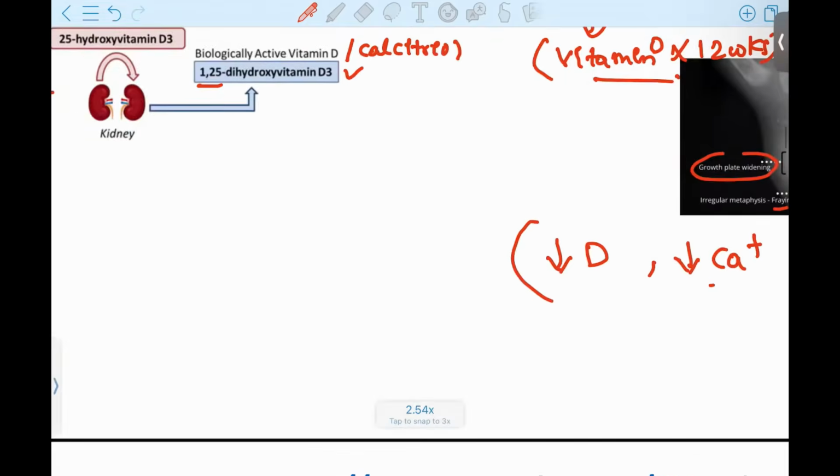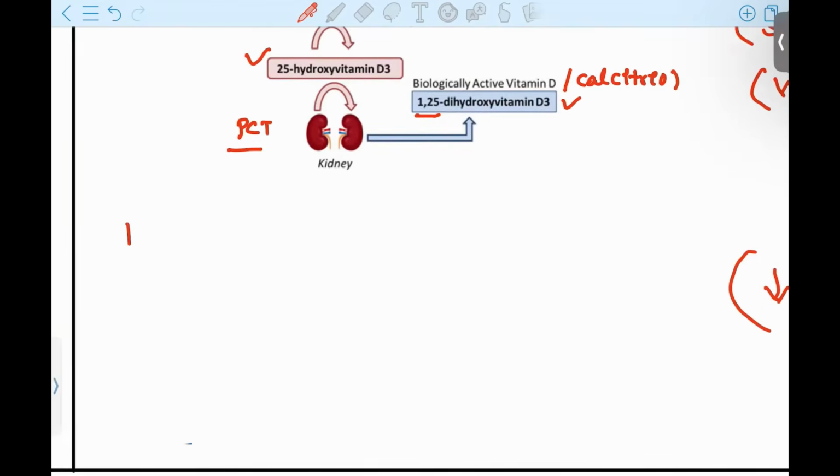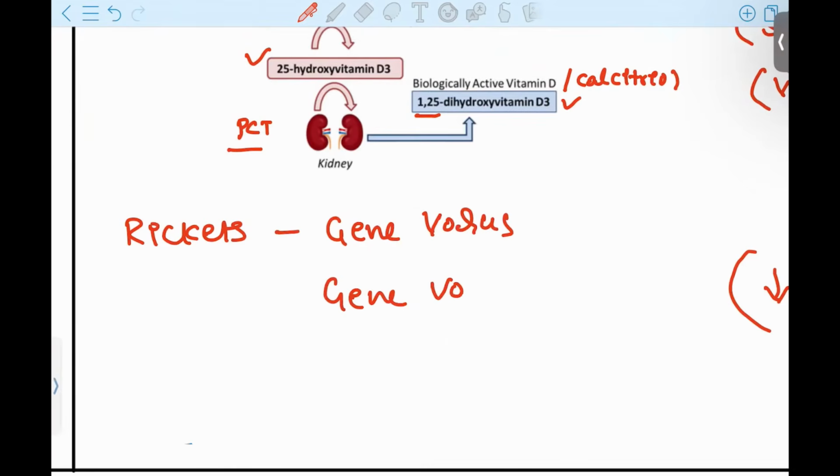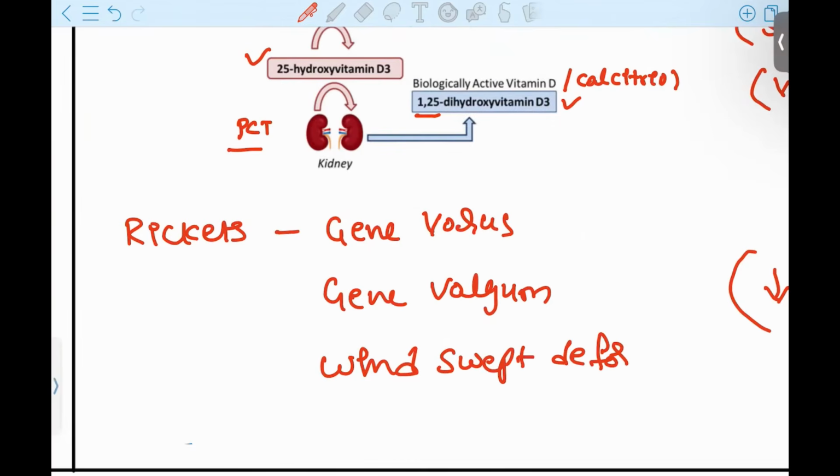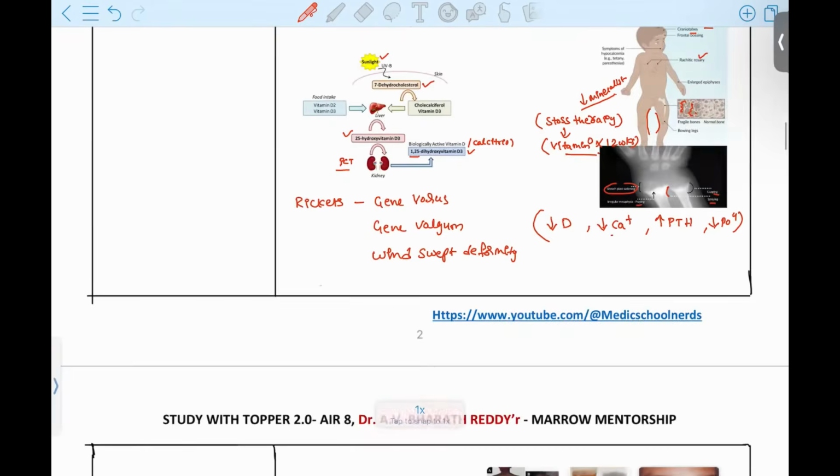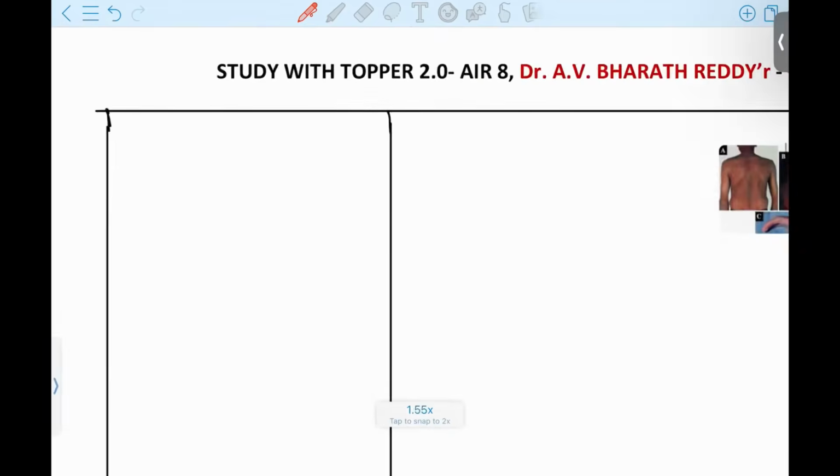Rickets is the common cause for genu varum and genu valgum, and also the patient will have the windswept deformity. So these three are commonly present in rickets babies. All right. Next, moving on to the inborn errors of metabolism.